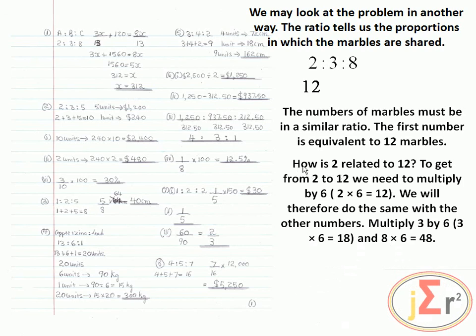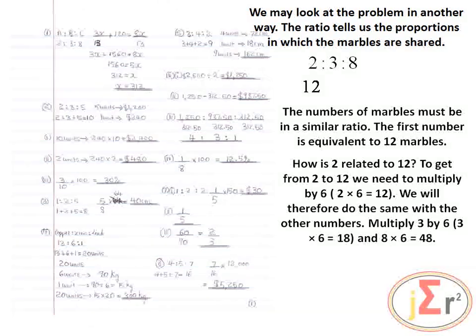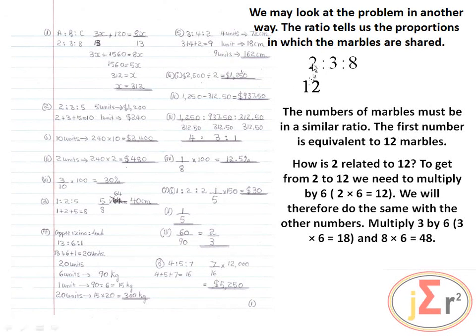How is 12 related to 2? Or how is 2 related to 12? To get from 2 to 12, we need to multiply by 6. So we say 2 times 6 is equal to 12. We will therefore do the same with the other numbers. We will multiply 3 by 6 and multiply 8 by 6.